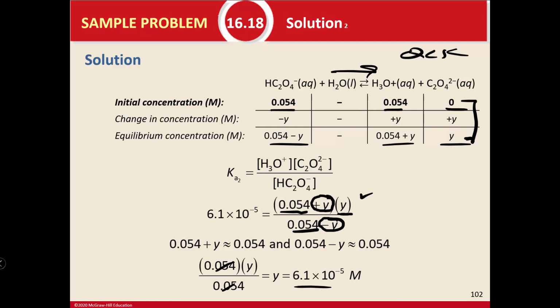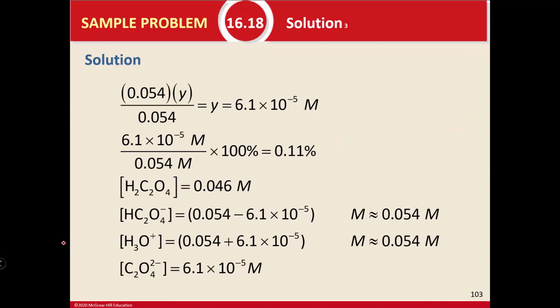All right, so let's see if that approximation holds. So we plug that in and we get this. If I take Y, the amount of hydrogen ion, and divide it by the original concentration of the acid, then I get 0.11% ionized. That's less than 5%, so the approximation holds. And now I'll go back and plug that into the ice table to figure out what my concentrations are.